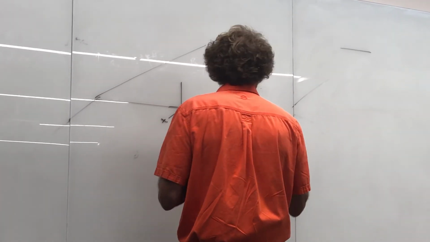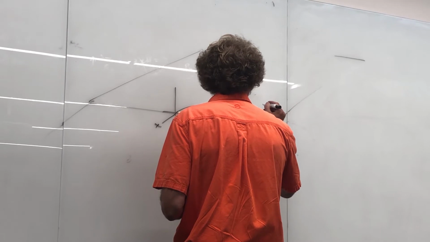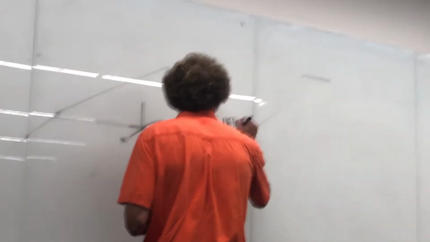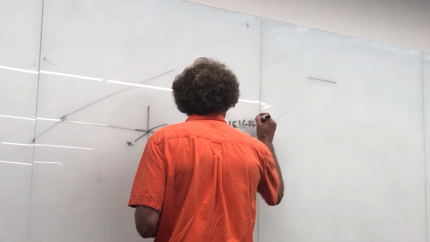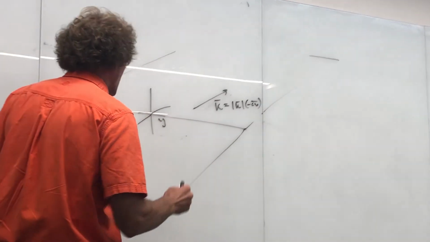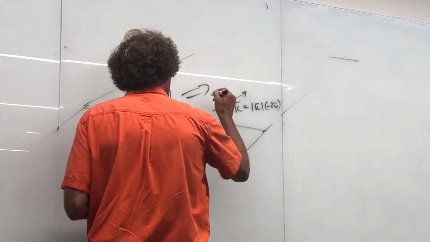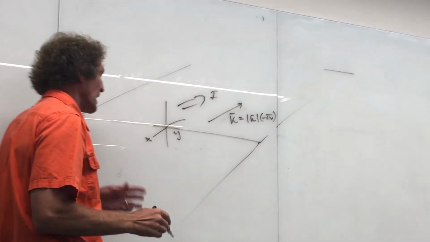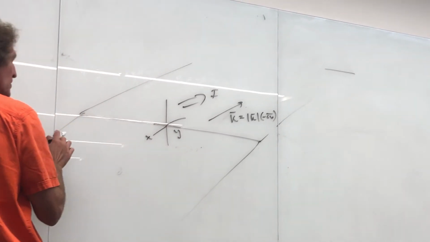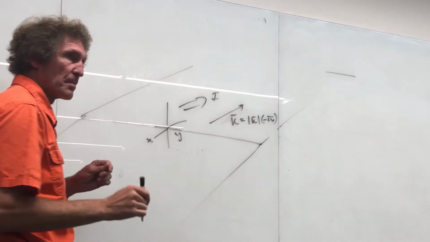And since that would be minus AX, K is some magnitude of K in the minus AX direction. So it's going that way. All the current is going this way, like so. And we let this become infinite. So assume it goes forever.